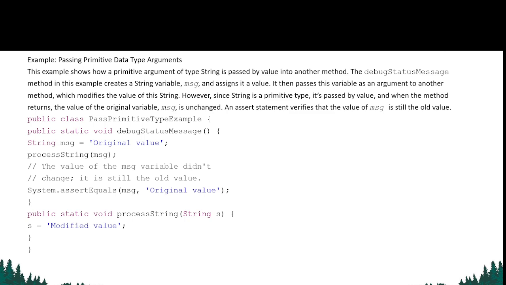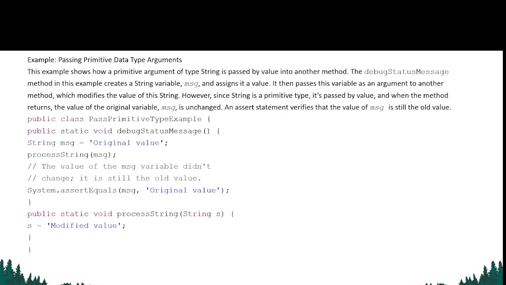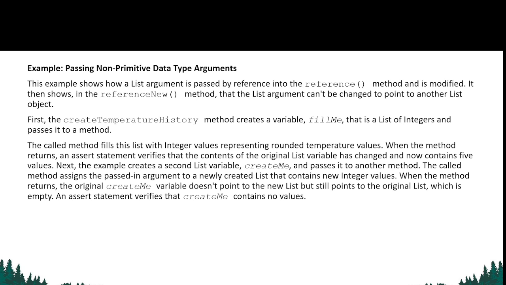It will be the same as the original value, the old value, that is system.assertEquals message original value. Then I have the public static void process string, where a string type value is stored, and then the modified value is stored in that s variable, which is declared as the string type of variable.